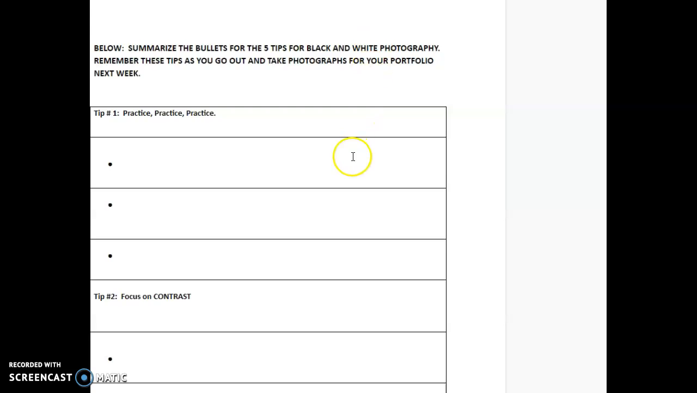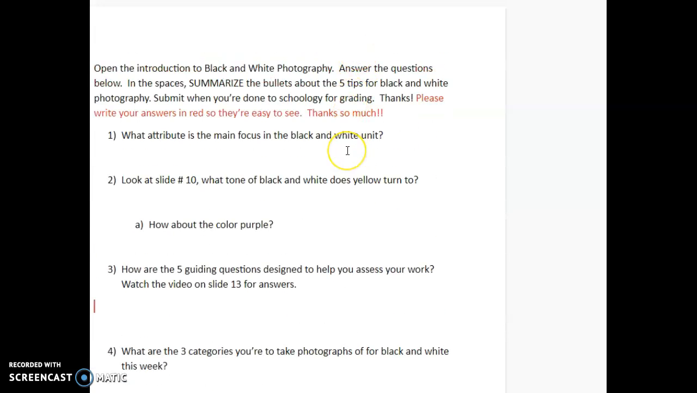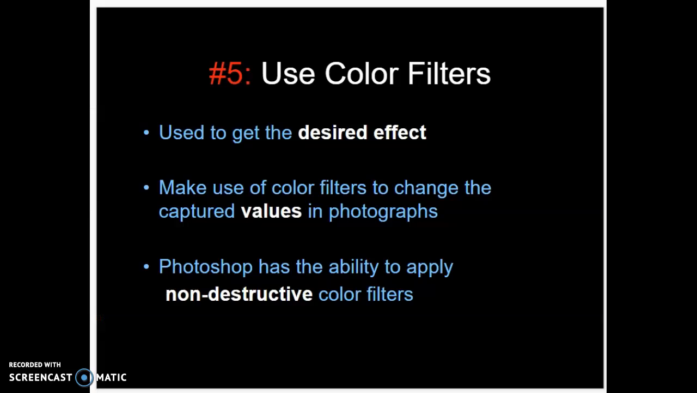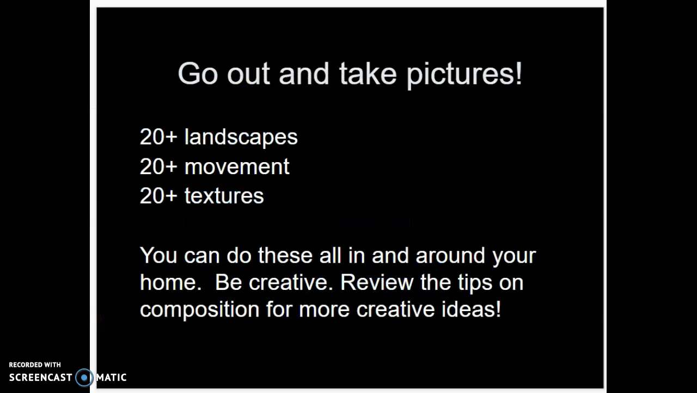Complete your notes on the black and white introduction and the 5 tips in black and white photography, and then go out and start taking pictures. Try to get 20 landscapes. Again, it doesn't have to be 20 different landscapes, but try different ideas. 20 pictures of movement and 20 pictures of textures. And again, different ideas with textures, different ideas with movement. Sometimes it takes 10 to 20 pictures to get the right shot. So go out and have fun. Enjoy and bring your work in, upload it into your Google Drive for editing.